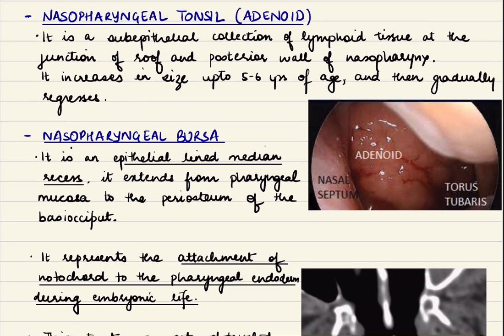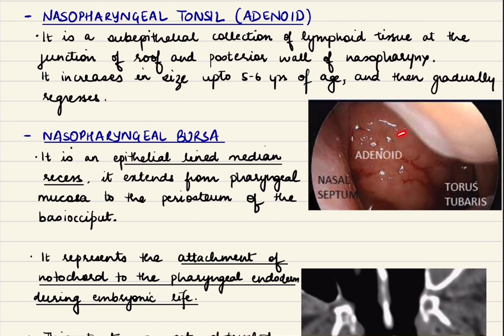Now coming to the contents of the nasopharynx, the most important being the nasopharyngeal tonsil or the adenoid. This is a subepithelial collection of lymphoid tissue at the junction of roof and posterior wall of the nasopharynx. And as with all the lymphatic tissues in the body, it increases in size up to 5 to 6 years of age and then starts regressing gradually, and by the age of 18 to 20 years, it usually regresses completely.